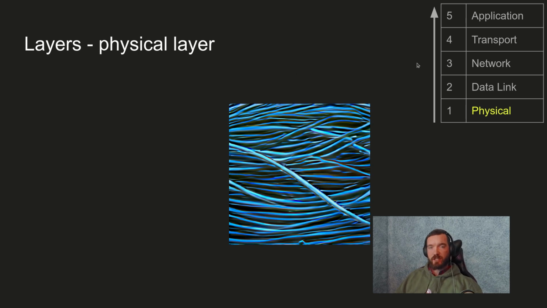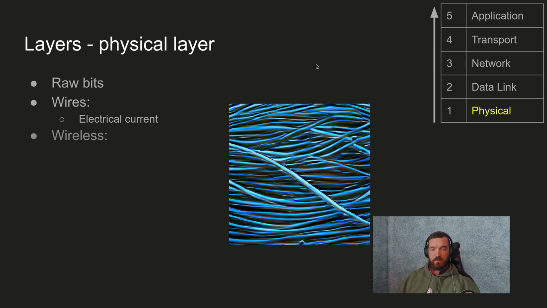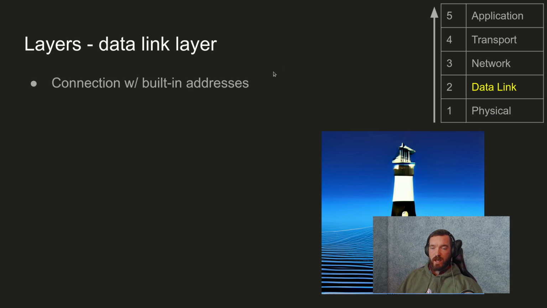So now, each layer more in detail. So the physical layer, this is the raw bits. For wires, it's the electrical current that goes through them. And for wireless mediums, it's the radio signals that transmit bits. Next is the data link layer. And this is connecting to nodes with built-in addresses or hardware addresses. And this layer only deals with the local network. It doesn't try to access the internet at all.